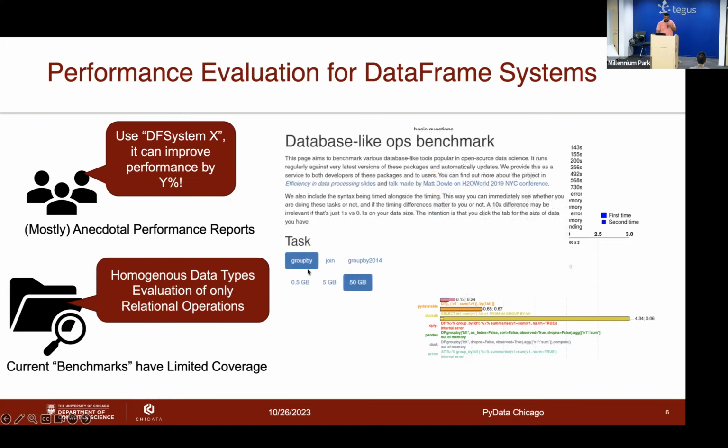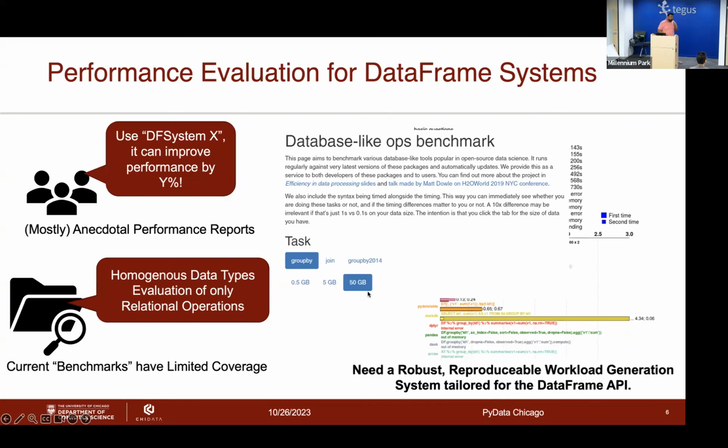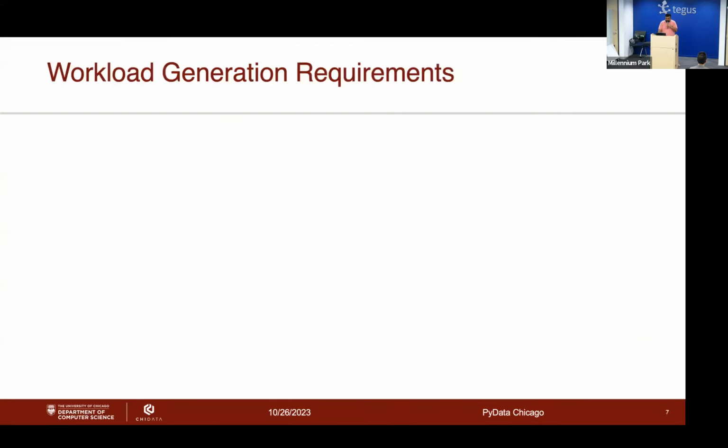And notice that they only have three different tasks: one group by, one join, and another type of group by that was changed in 2014 for some reason. And then they have three scaling factors, which are 0.5 gigs, 5 gigs, and 50 GB, right? Again, I would consider this to be a very specific type of benchmark that takes a specific operation and asks how it runs over different query engines. It's a good start, but we need more realistic ways of benchmarking data frame systems, right?